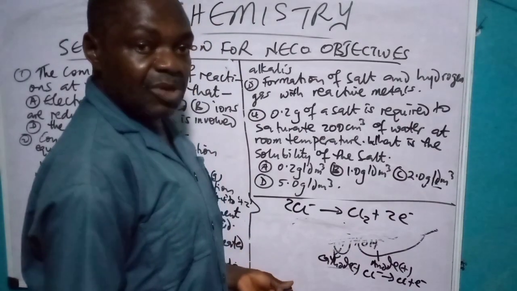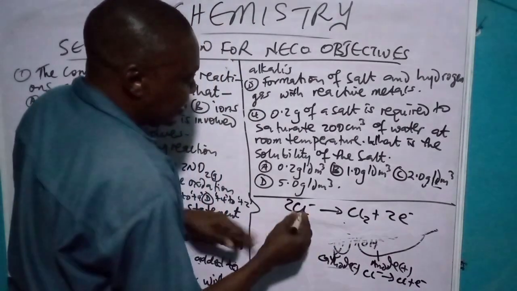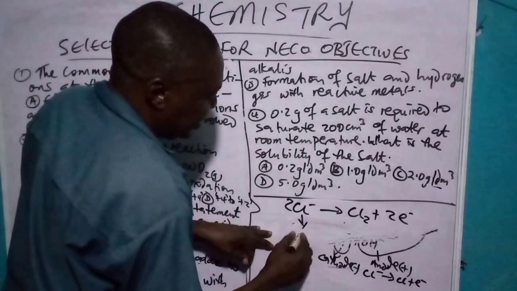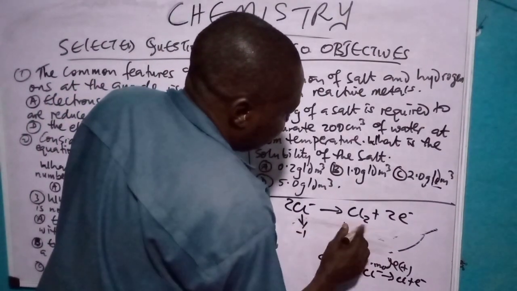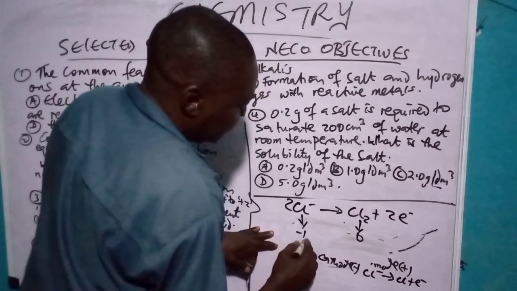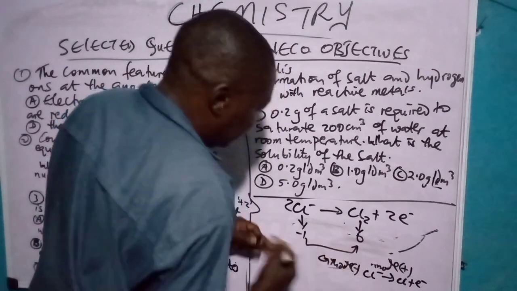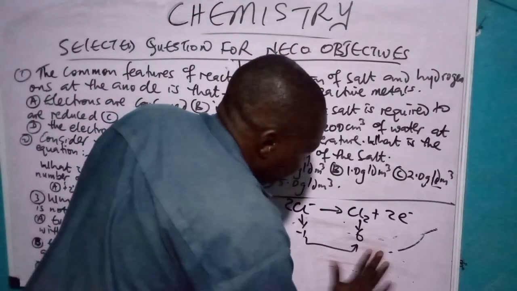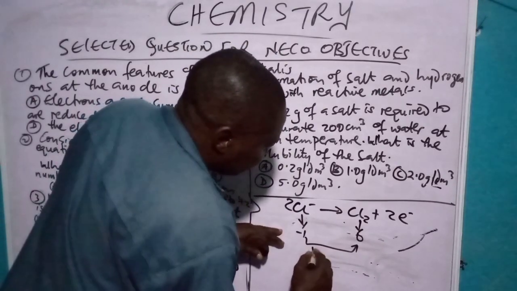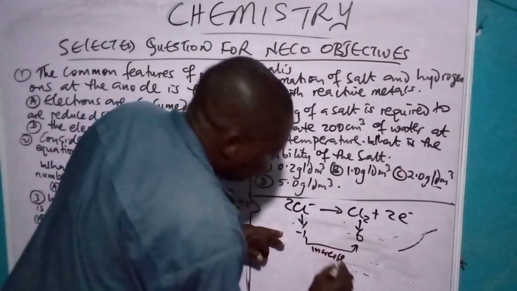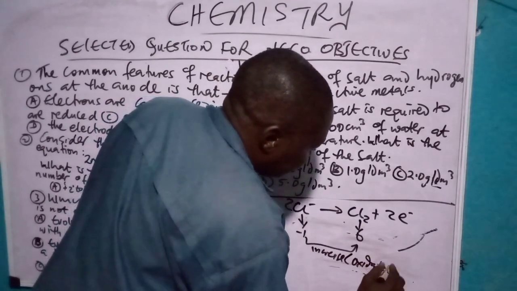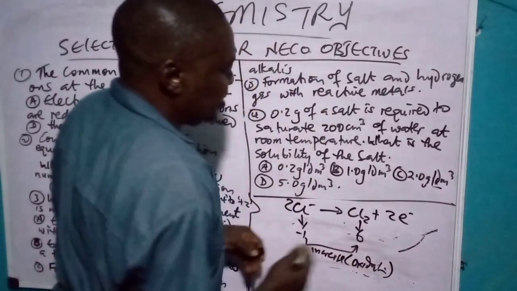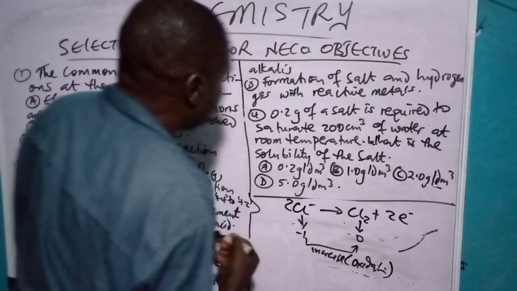Now, what actually happens, what are we interested in? You can see that this, in terms of oxidation number, is -1, while this one, in terms of oxidation number, is 0. So from -1 to 0 is an increase in oxidation number, meaning oxidation has taken place. So that is the only explanation we can give here.